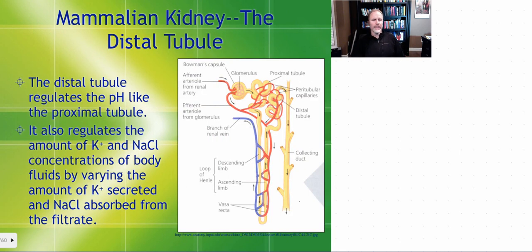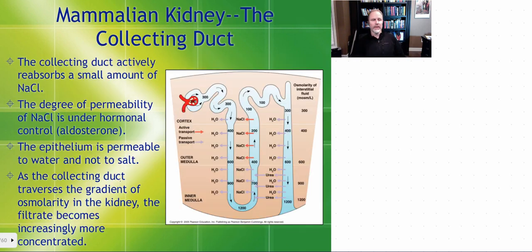Okay, the distal convoluted tubule, again, just to review, is going to regulate the pH just like we did in the proximal tubule. It's also regulating the amount of potassium ions that get out, and sodium chloride concentrations in the body, so that's going to determine how much actually gets dumped into the urine, and it's going to selectively reabsorb some of the things and get rid of the other things.